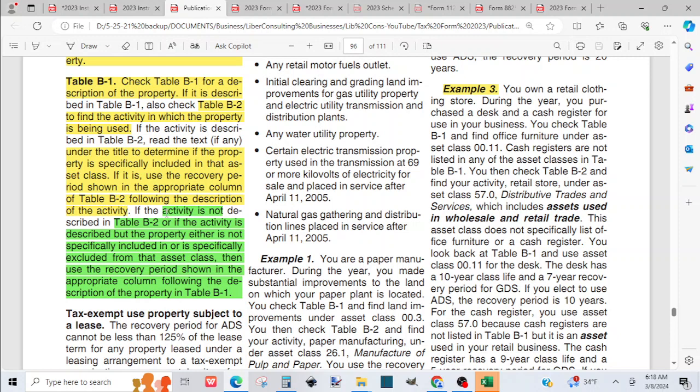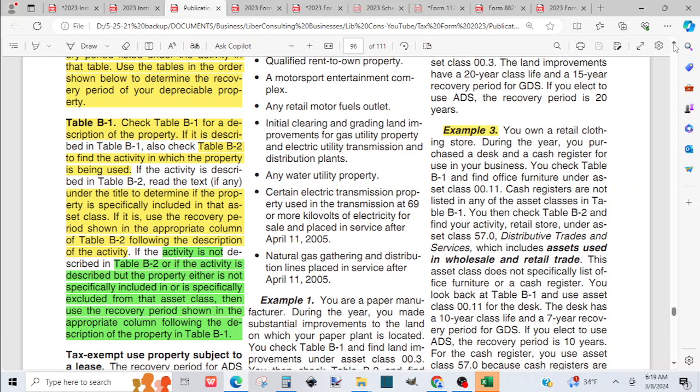If it is, use the recovery period shown in the appropriate column of table B2 following the description of the activity. If the activity is not described in table B2, or if the activity is described but the property either is not specifically included in or is specifically excluded from that asset class, then use the recovery period shown in the appropriate column following the description of the property in table B1. And they have an example here that is useful to read as well.